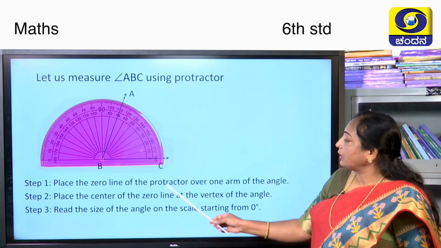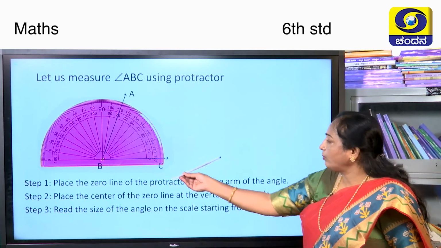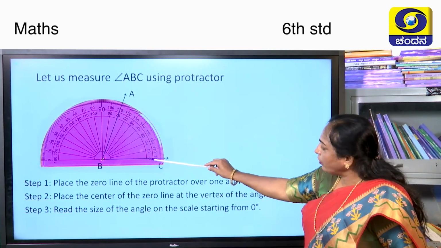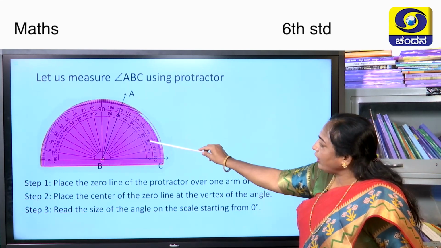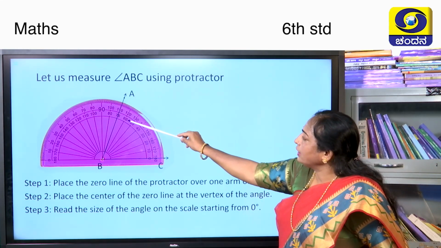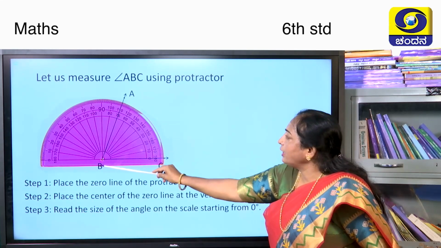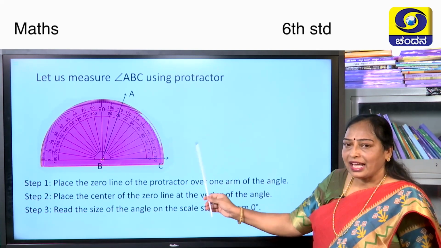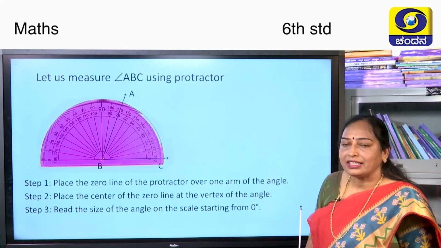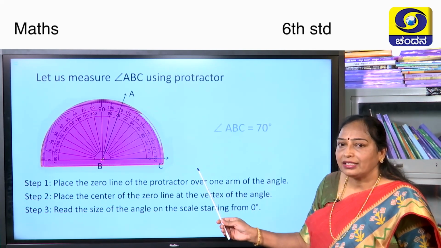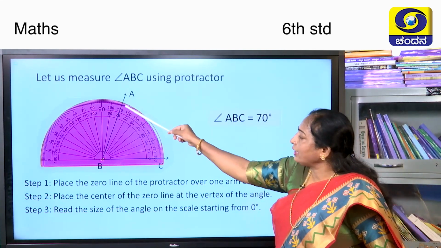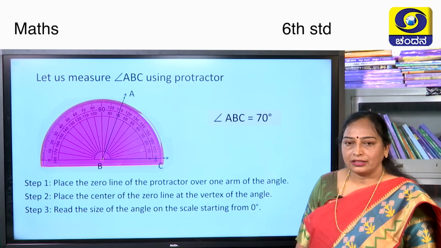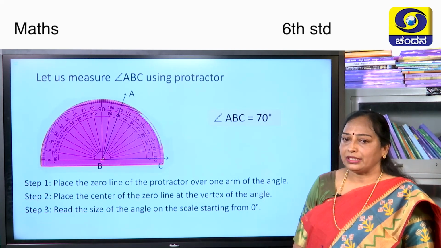Read the size of the angle from 0. Starting from 0, you will count now 10 degrees, 20, 30, 40, 50, 60, 70. AB is at 70 degrees. Therefore, the measurement of this angle is 70 degrees. The angle ABC measures 70 degrees. Did you understand, children? Children, you understood how to measure the angles.